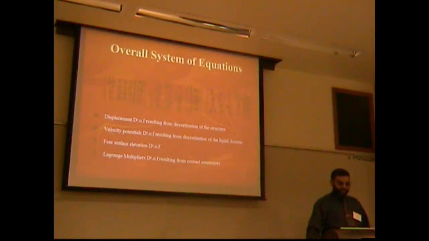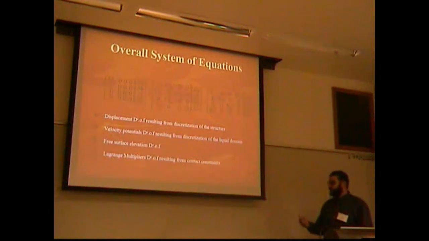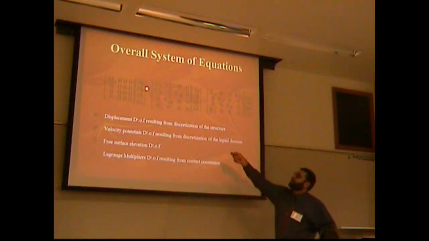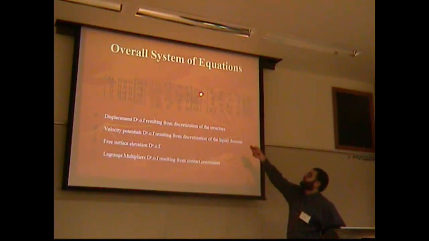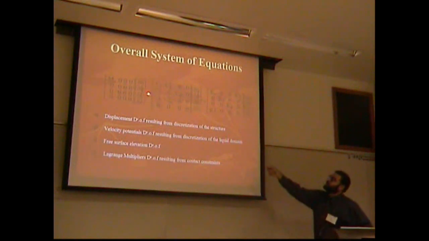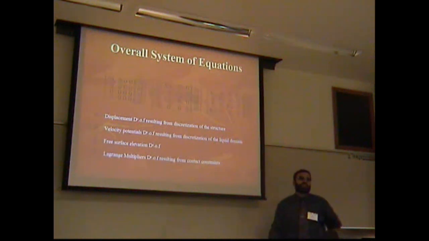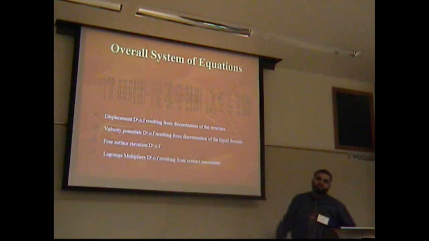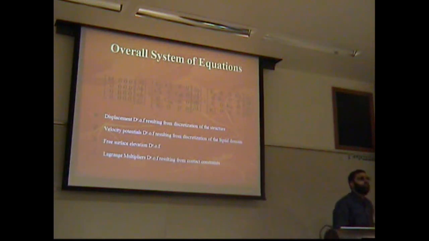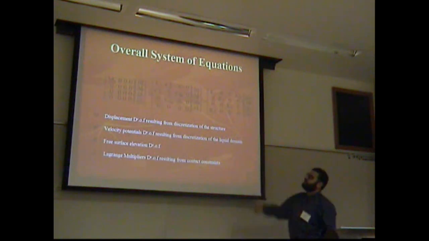All right, overall system. You get a nasty system that has structural degrees of freedom. Delta U represents the structural degrees of freedom. This is acceleration, this is velocity, and this is displacement. Delta phi here represents the fluid degrees of freedom. Delta H represents the free surface elevation at any time. And delta lambda, lambda represents the Lagrange multipliers that you use to enforce the contact constraints. Because you have contact constraints, you want to enforce so that the contact surfaces don't penetrate into each other, and things like that, and they all move together. You enforce that using Lagrange multipliers.